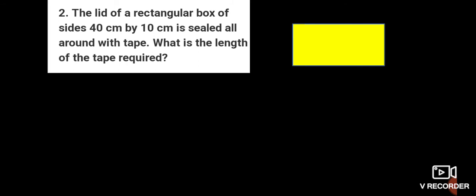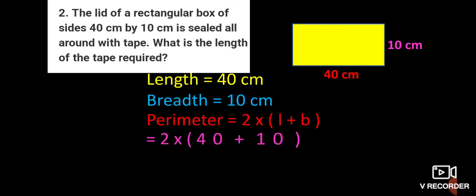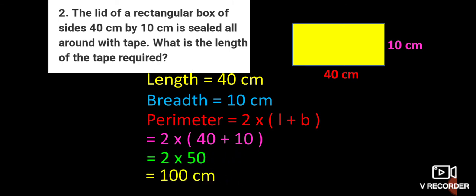This is the figure of this question. Then we mark here length 40 centimeter and breadth 10 centimeter. Length equal to 40, breadth equal to 10, perimeter equal to 2 into (L plus B). That is 2 into (40 plus 10), 2 into 50, that's equal to 100 centimeter. Very simple. 100 centimeter is 1 meter.